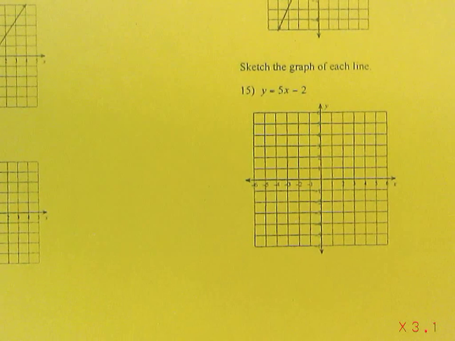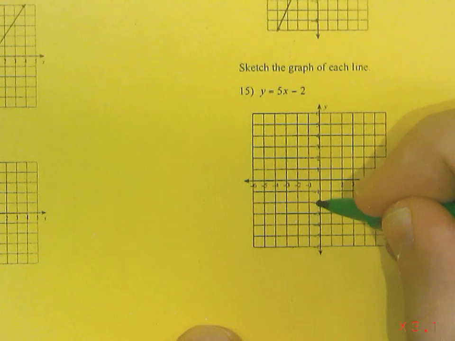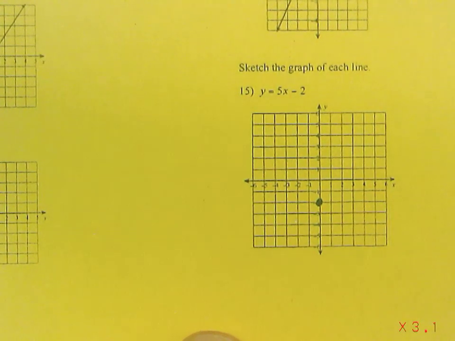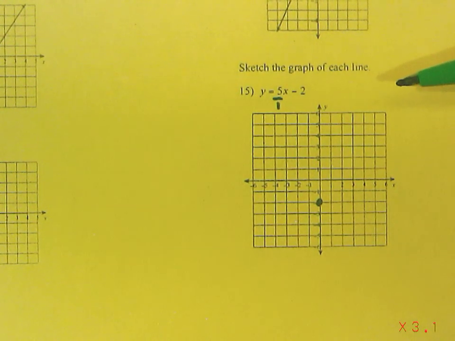So when you graph from an equation, you always start at the y-intercept. So I'm going to start at -2. It's going to put a point right there. And then my slope is 5 over 1, right?